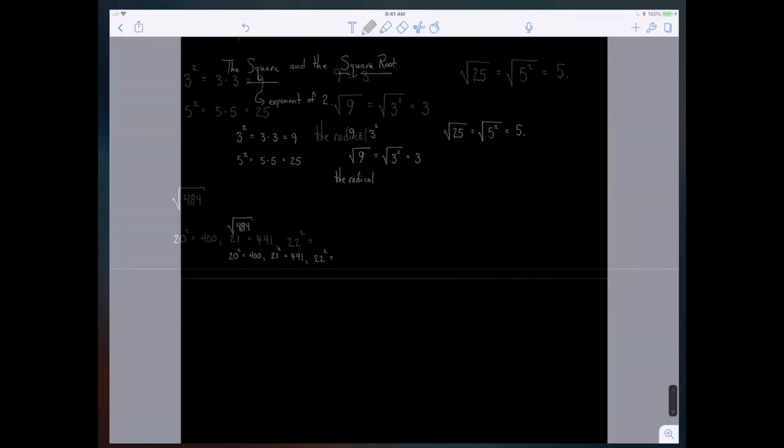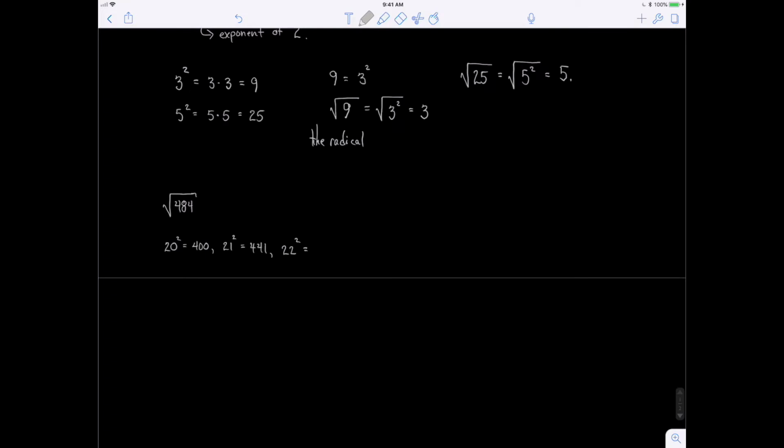All right, so let's go back to what we were working on. So 22 squared is 484. In other words, I can actually take the square root of 484 because, and this is critical, because I can write 484 as 22 squared. If this step doesn't exist, then there isn't an answer. And we'll deal with that in a moment. So the square root of 484 is 22.